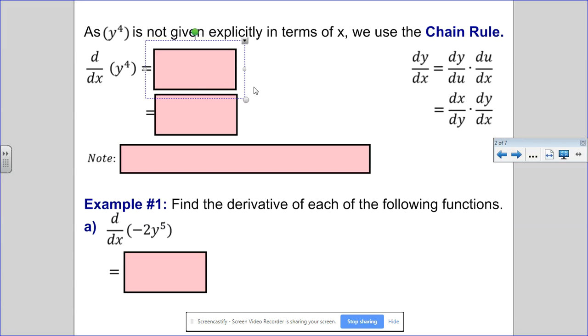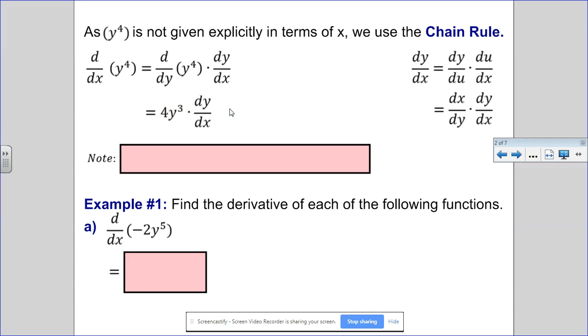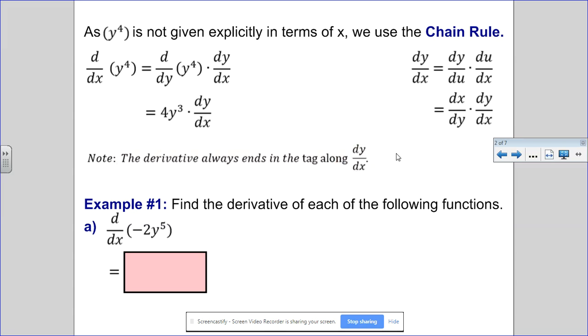So when we're doing this, we're still going to write it as the derivative of y to the power of 4 in terms of y, times dy over dx. So we have 4y cubed times this tag along dy over dx. We differentiate the exact same way as we normally would, pulling the 4 down in front, subtracting 1 from the exponent, and multiplying by dy over dx from here. It's important to note that these derivatives will always end in a tag along dy over dx.